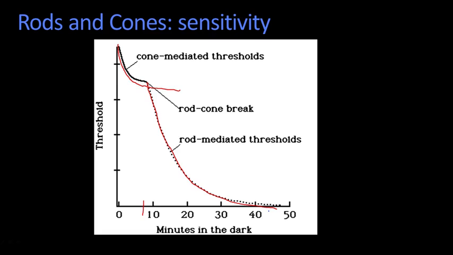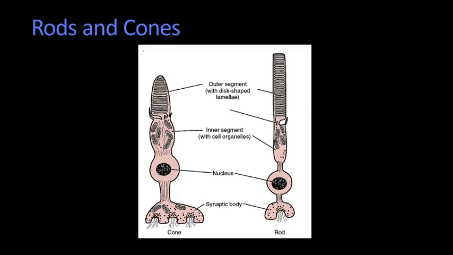When you have a single system, you never get psychophysics curves that have sharp breaks like that. Basically what you're seeing here is two curves: a curve here for cones and a curve here for rods, and this is where they intersect. This is a well-known phenomenon which implied that there were multiple systems within the retina in terms of light sensitivity. So let's take a closer look at rods and cones.